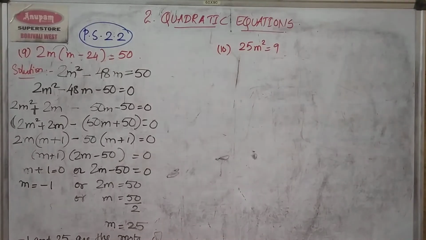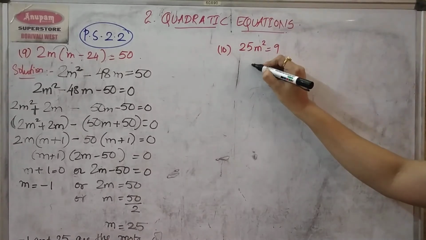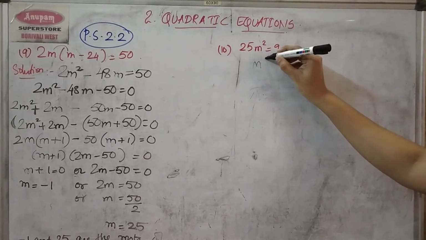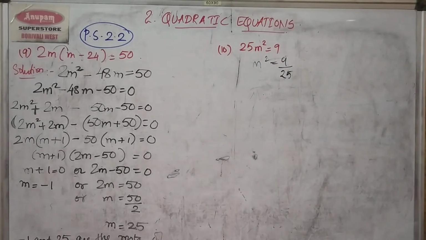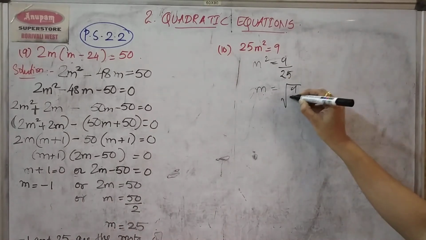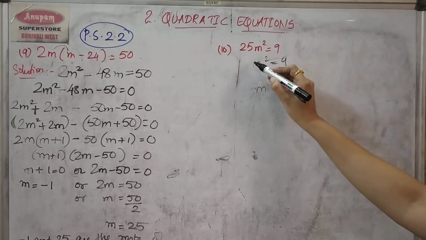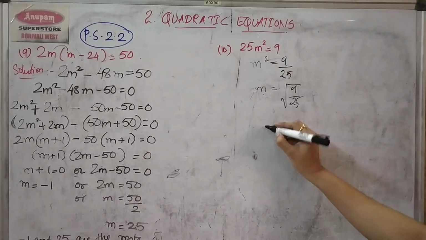In the next sum, we have 25m square is equal to 9. So we don't have to actually sit and solve the entire sum. What we can do is, we can just write down this as m square is equal to 9 upon 25. When we find the square root, therefore m will be square root of 9 upon 25, because when this square comes here, it becomes square root.